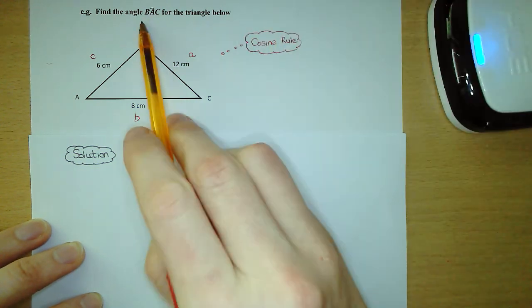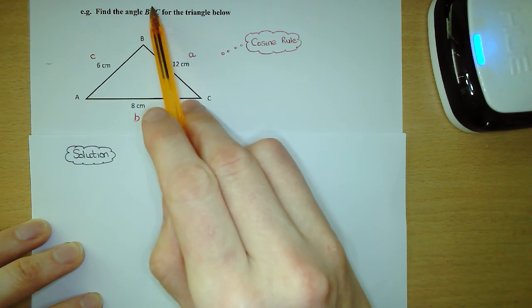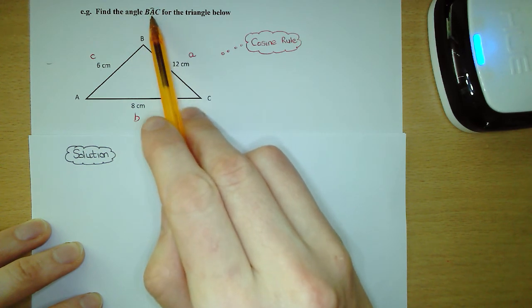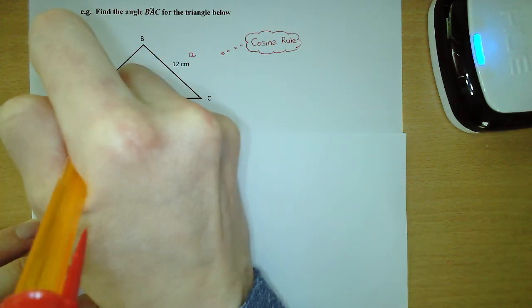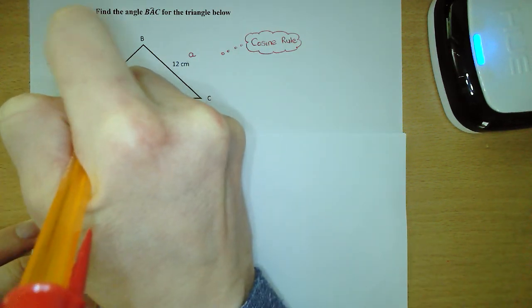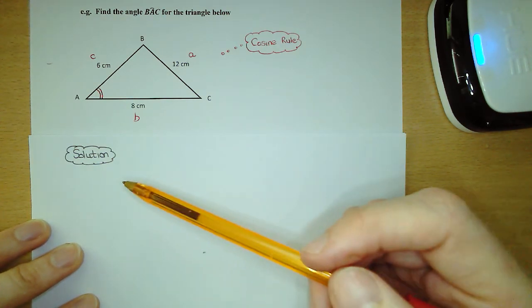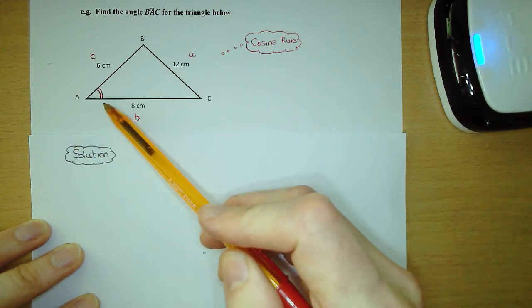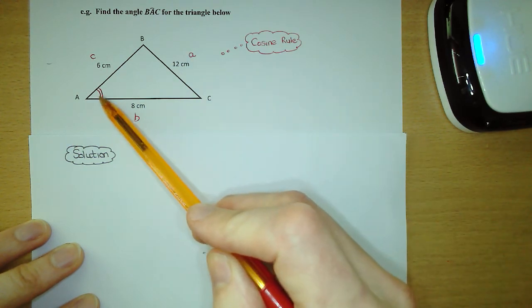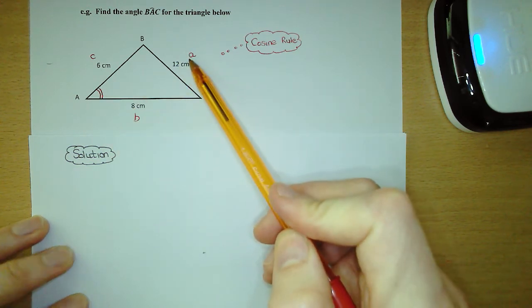And it's asking us to find the angle BAC. Do you notice the little hat here is above the A? That means we're asked to find the angle at A. So mark the angle that you're trying to find. Now, how do we start the cosine rule? We start the cosine rule with the lowercase letter that corresponds to the angle that we're trying to find. We want the angle at A, so we're going to start the cosine rule with small a.